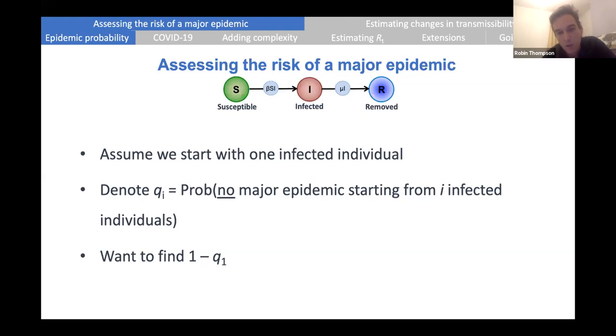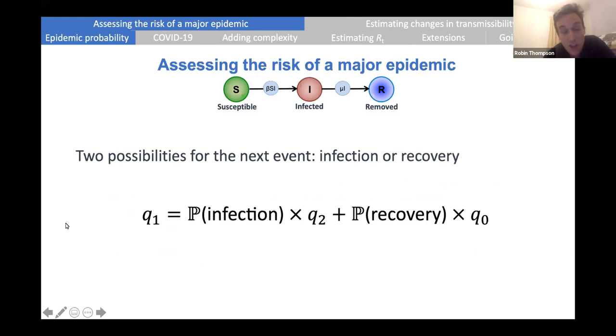And so the probability of a major epidemic, which is what we want, starting from a single introduction is then one minus Q1. That's the probability of a major epidemic starting from one infected host. So that's what we want to find. Starting from one infected host, we can condition on the event that happens next. If you have a single case, what happens next is either that case goes on and infects someone else in the stochastic SIR model, or that case is removed.